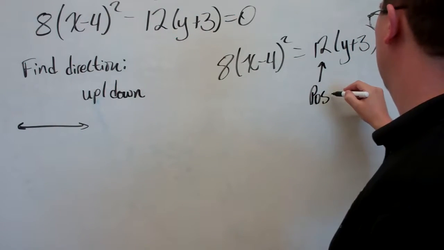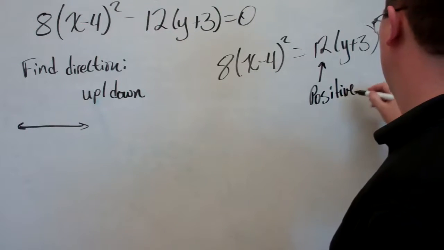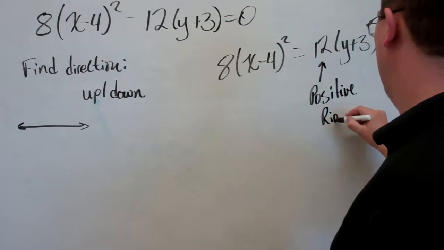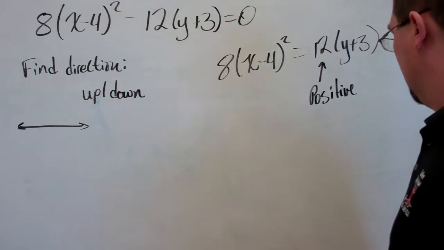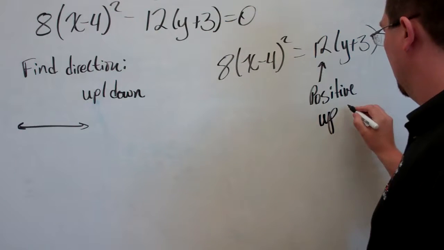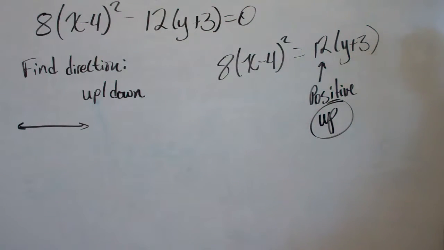Since this is positive, that means it opens to the right. I'm sorry, it means it opens up. So our direction, it opens up. Alright, so that's it for parabolas right now. We'll get a little deeper into them in the next video. For now, all we're solving for is the direction. Does it open up, down, left, or right?